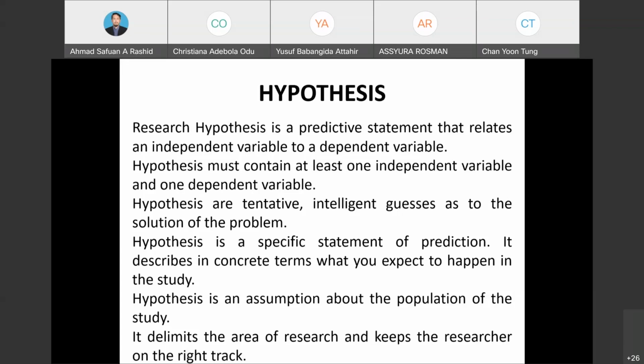A hypothesis must contain at least one independent variable and one dependent variable. Okay, so that is the minimum. Hypotheses are tentative, intelligent guesses as to the solution of the problems. So you do some guessing, but you need to rely on fundamental knowledge. A hypothesis is a specific statement of prediction. It describes in concrete terms what you expect to happen in the study. A hypothesis is an assumption about the population of the study. It delimits the area of research and keeps the researcher on the right track.